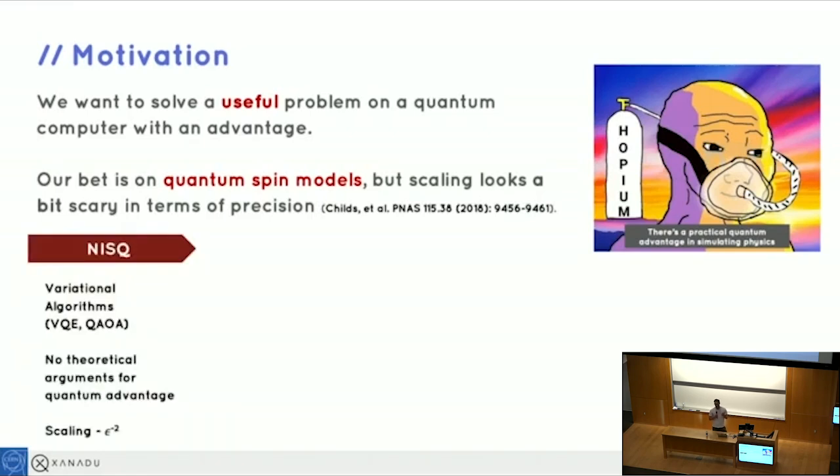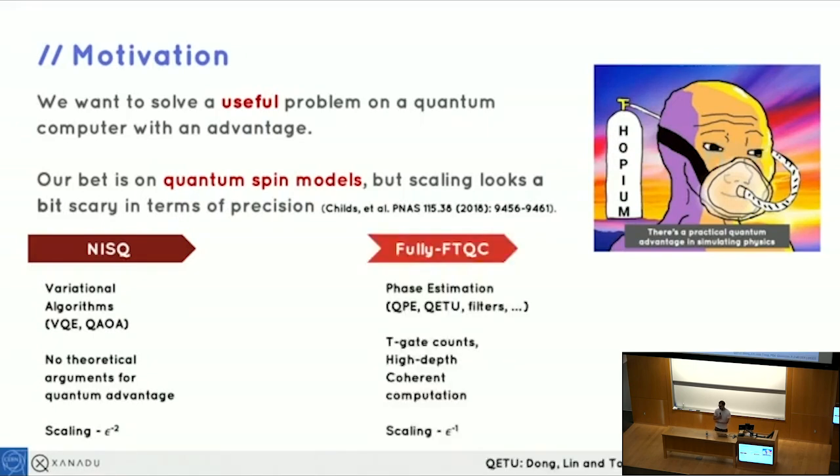I think we can classify quantum algorithms into two different paradigms. The first is NISQ, where you have mainly variational methods with no guarantees and with bad scaling. On the other hand, you have fault-tolerant quantum computers, and here you have quantum phase estimation and friends. There you have great scaling, but it's also quite scary to build this on an actual machine.